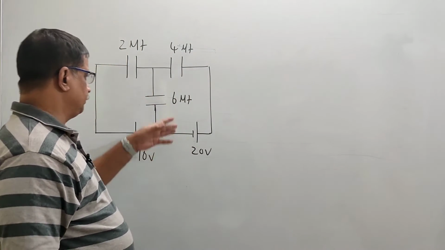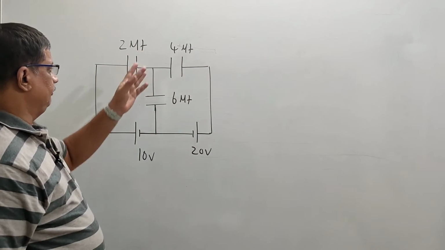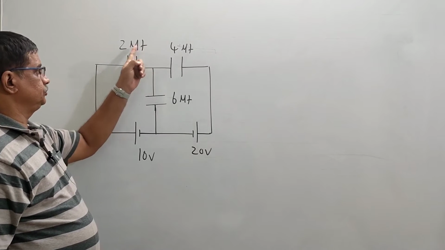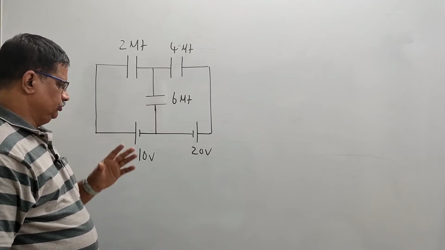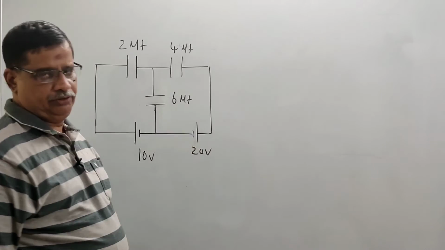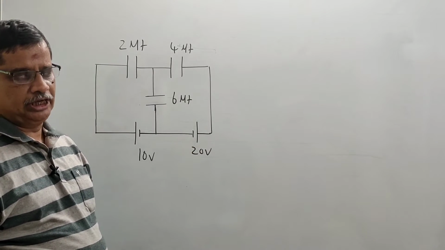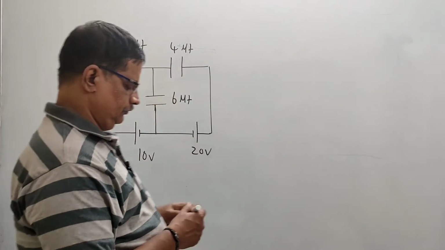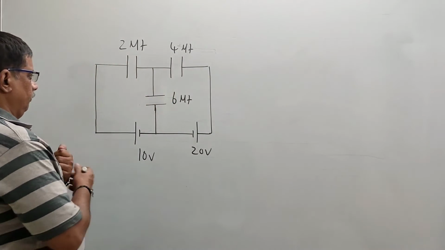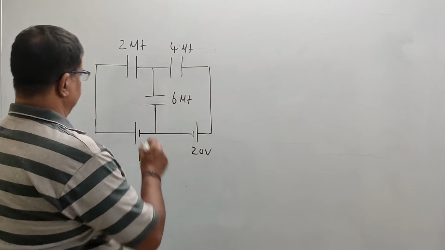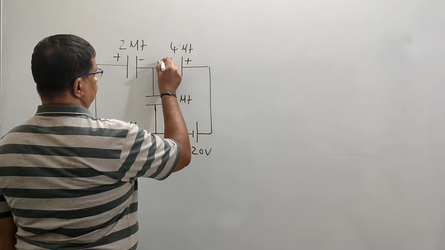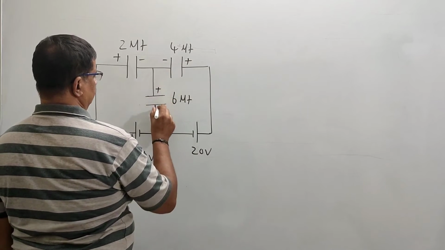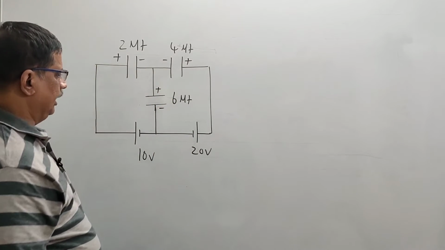Okay, now let us apply this technique to solve a circuit. There are 3 capacitors of capacitances 2, 4 and 6 microfarad. They are connected to 2 sources, 10 volt and 20 volt. We are going to find the charges on each capacitor. So let us first mark the polarities of the capacitor plates. This is positive, this is negative, this is also positive, this one has to be negative, then this is positive and this one is negative.